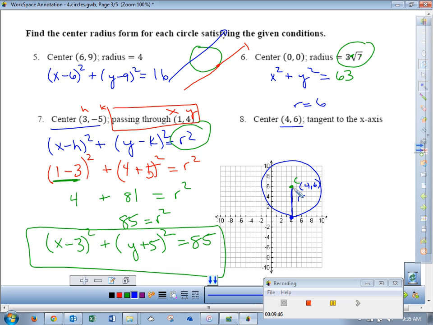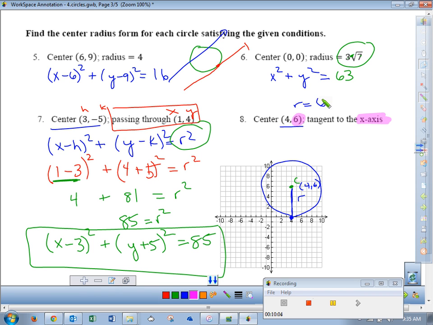Because the center is here, and it's got to touch the x-axis. Shortcut. If it's got to touch the x-axis, then the radius is the absolute value of y. Right? It's how far you are up on the y value. You know, so the radius has got to be 6. Okay with that?